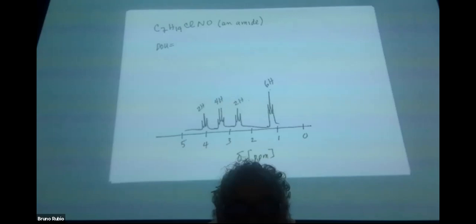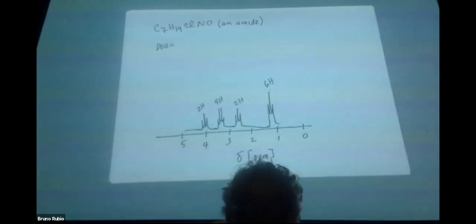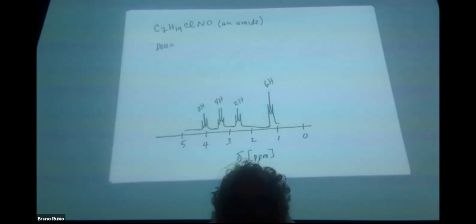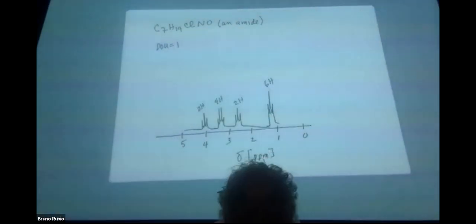7 times 2 is 14, plus 2 is 16. 16 minus 14 is 2. 2 minus 1, chlorine, is 1. 1 plus 1 nitrogen, we're back to 2. 2 divided by 2 is 1. So this thing has 1 DOU.